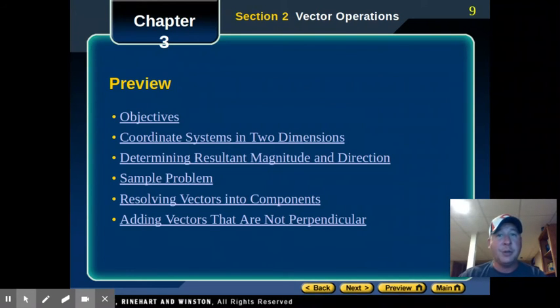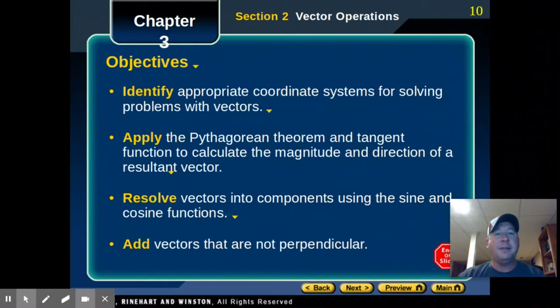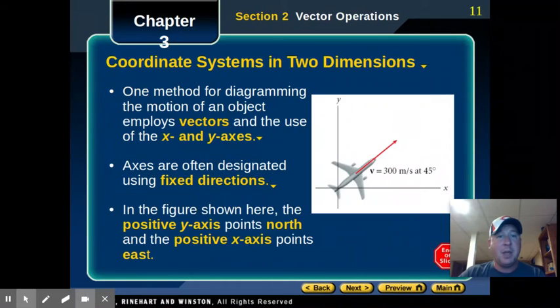But for Section 2, we are going to be identifying appropriate coordinate systems for solving problems with vectors. We're going to apply the Pythagorean theorem, I think y'all know what that is, and the tangent function to calculate the magnitude and direction of a resultant vector. We will then resolve vectors into components using the sine and cosine functions. And lastly, we're going to add vectors that are not perpendicular. Not going to lie, that's the fun one. Okay, so let's get started with the short discussion we're going to have today.